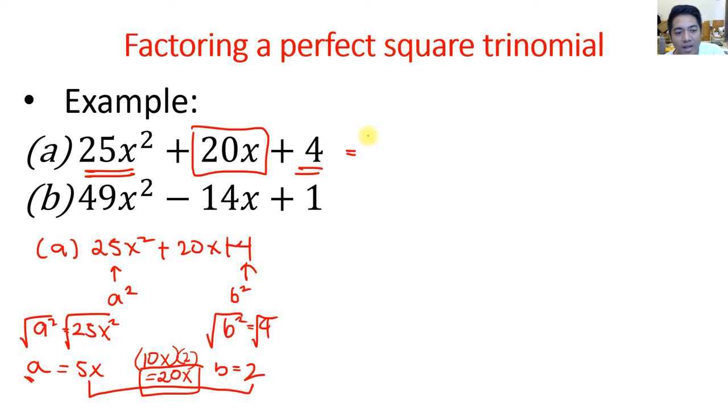And we can simply write 5x plus 2 squared. So that's the factored form.